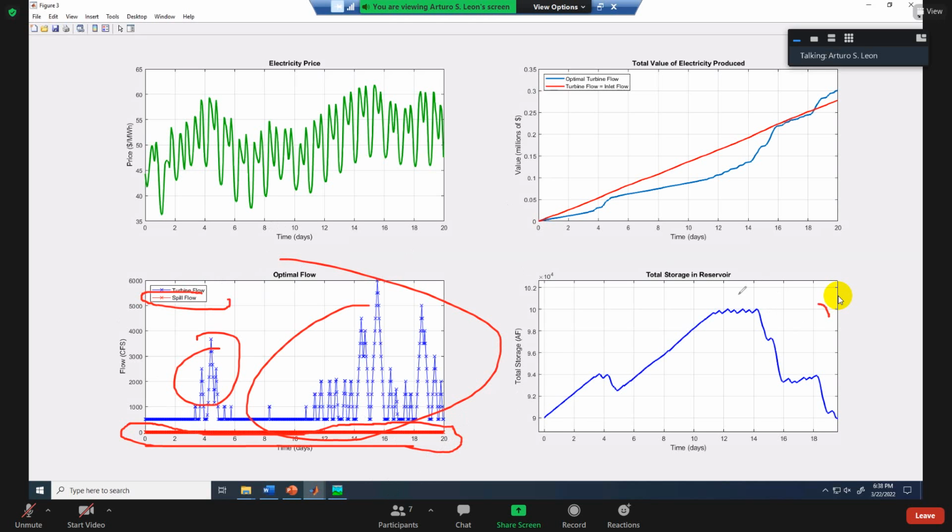Okay, and this is, guys, the variation of the storage in the 20 days. This is 20 days. All right. Okay, guys. Any questions? Can you please try to run this model and let me know if you see any issues?